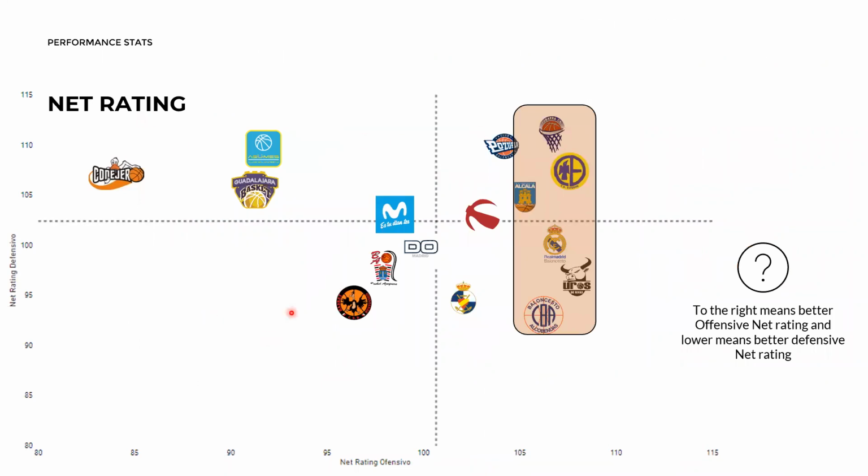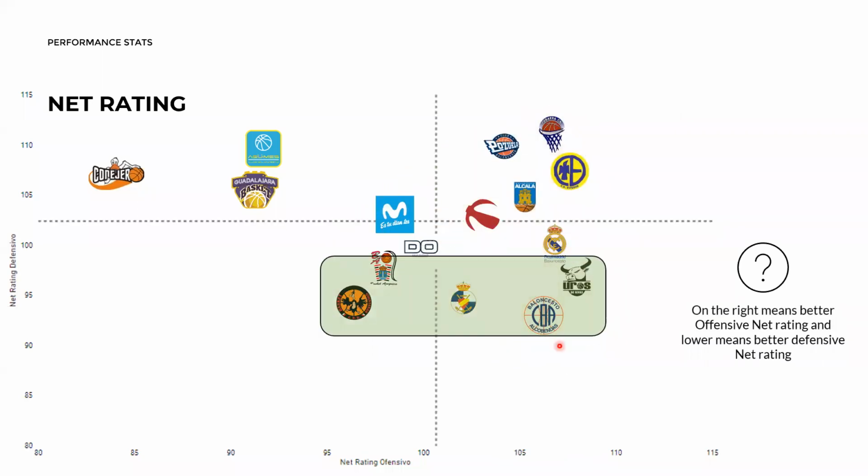Here, another example, the typical scatter plot that shows the efficiency: offensive net rating and defensive net rating. To the right means better offensive net rating, and lower means better defensive net rating. Inside the red square, we see the best teams in offensive net rating. Offensive net rating means how many points the team scored per 100 possessions, and in green, the best teams in defensive net rating. Defensive net rating means how many points a team received per 100 possessions.